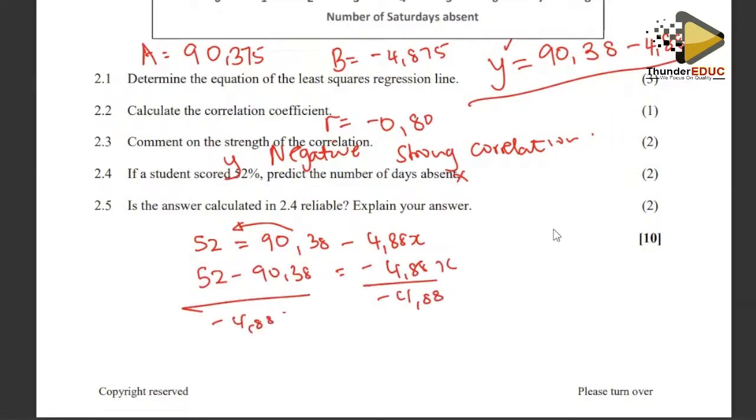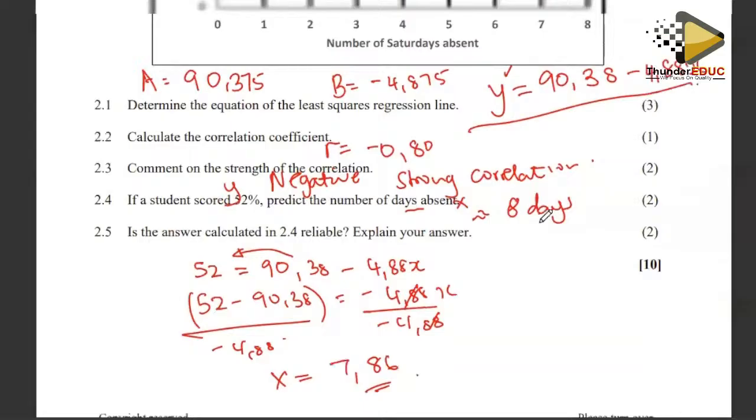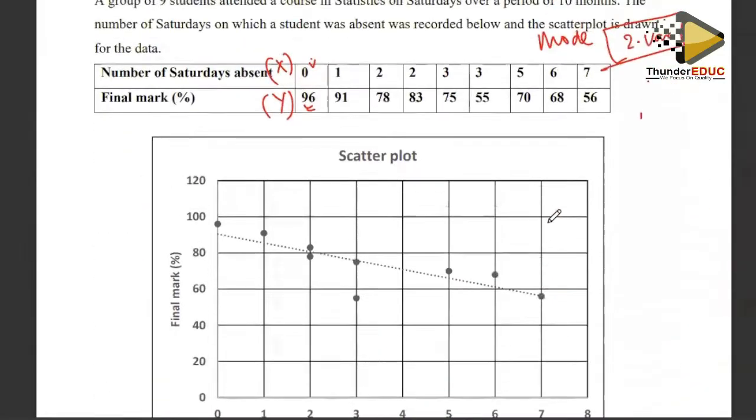I mean, this can be done just on the calculator without showing all these steps. So the answer we are getting is 7,86, but then we must predict the number of days. Since days are countable, this is approximately 8 days. The learner was approximately absent for 8 days.